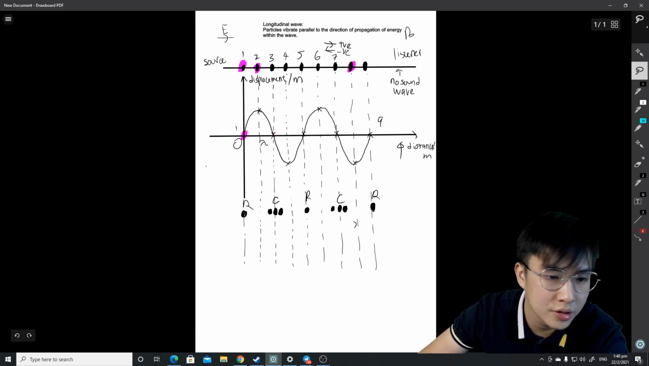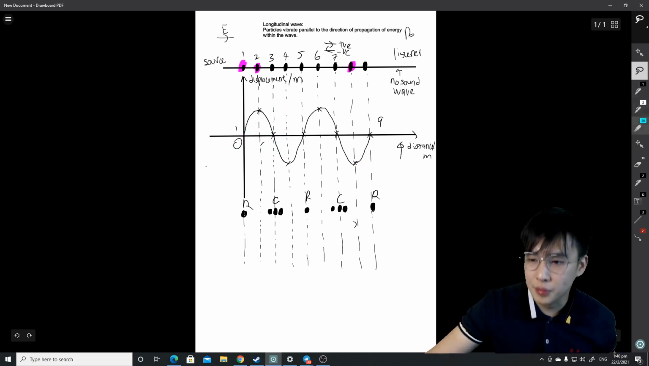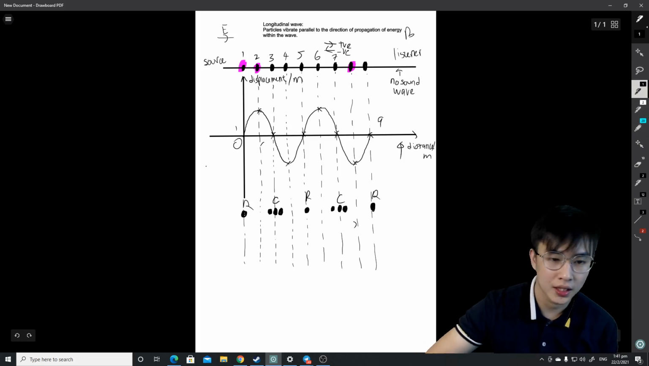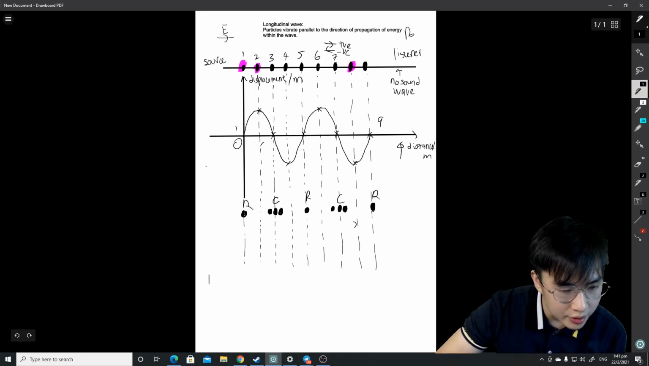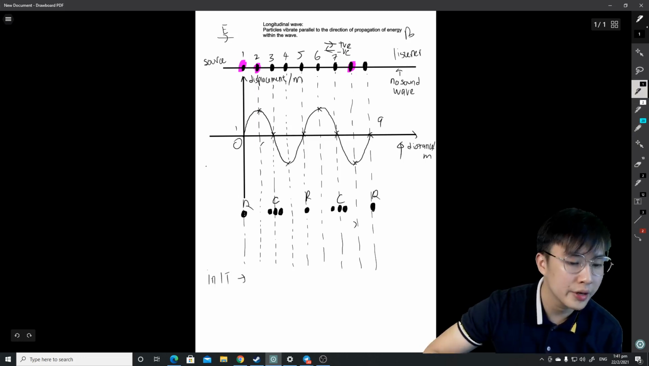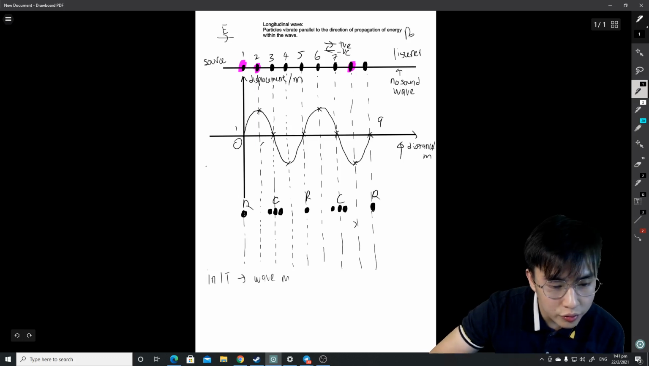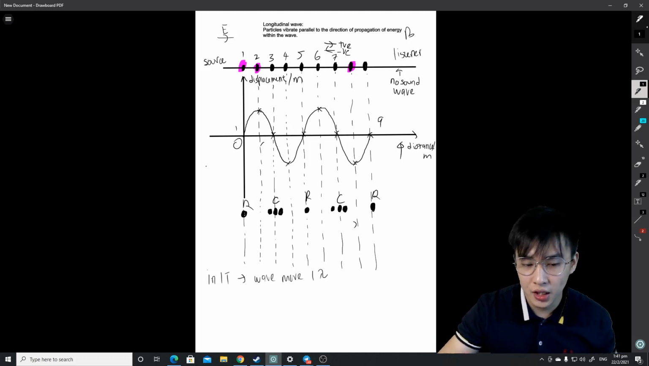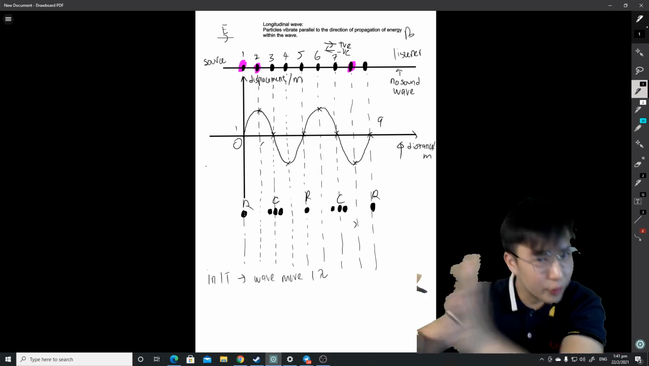Okay, I want you all to see what happens when half a period passes by. So think, in one period, we can say that the wave will move one wavelength. Correct? Easy, right? Think about it. In one period, you will move one wavelength ahead.